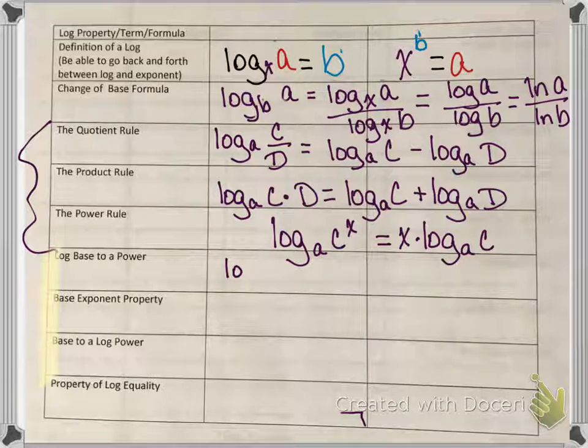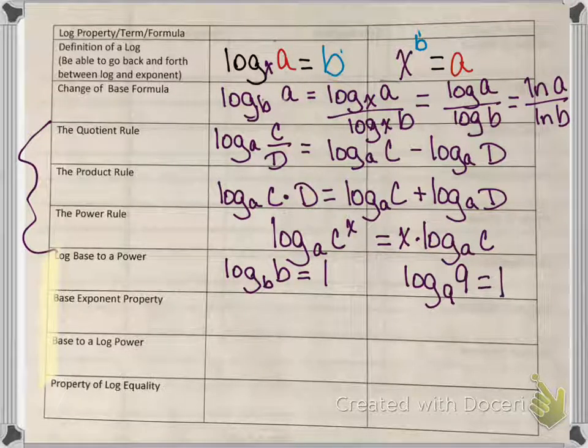And this is a lot of the times if I've got the same base. So I've got log base b of b. That's going to equal 1. Okay? So let's think about that. If I have log base 9 of 9 equals 1. If I rewrite this using exponents, that's going to be 9 to the first power equals 9. So if your base and your index are the same, the answer is 1. Always, always, always.